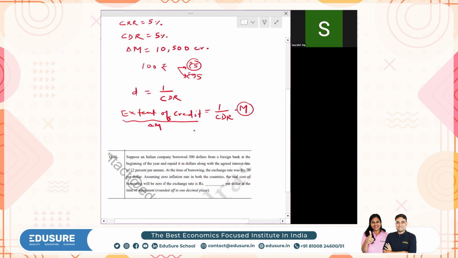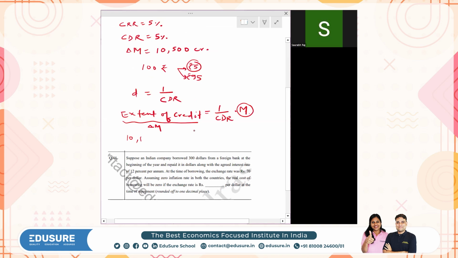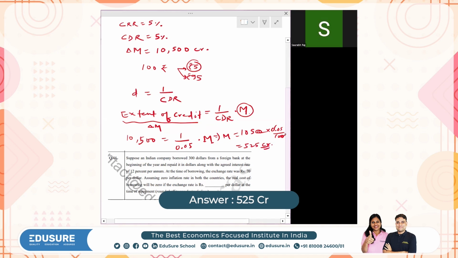Okay, so we have 10,500 as the extent of credit, and CDR as 0.05. It is 5%, but we can convert it into decimal. And then we have this money supply. What will be the particular sum of money which the Reserve Bank will inject in the economy? Okay, so if you solve, then 10,500 into 0.05, the answer will be 525 crore. Okay, so this is the answer for the given question.